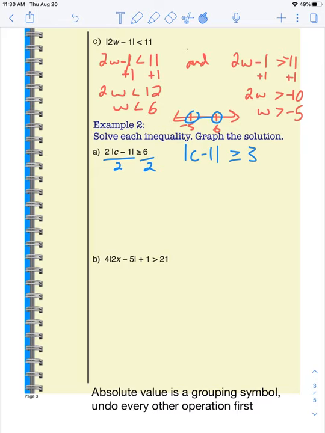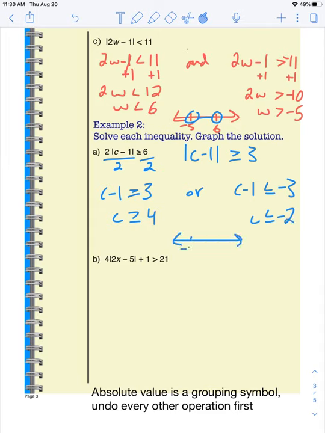All right, and this is "great OR," so I'm going to set up an OR compound inequality. C minus 1 is greater than or equal to 3, or C minus 1 is less than or equal to negative 3. To solve for C, we add 1 to both sides. C is greater than or equal to 4, or C is less than or equal to negative 2. We set this up on a number line. I have negative 2, I have 4, and it's going to be greater than or equal to 4, and less than or equal to negative 2.